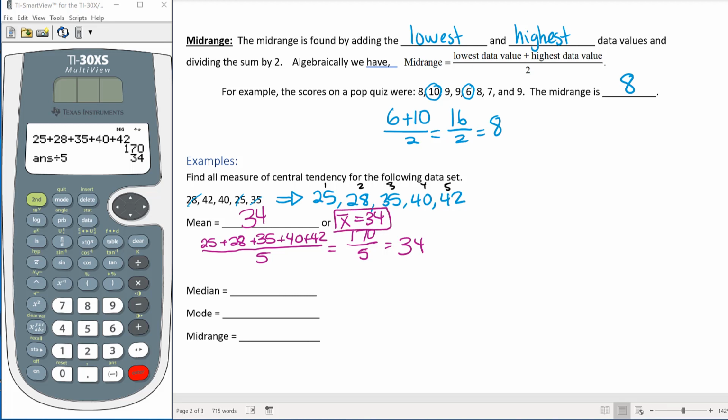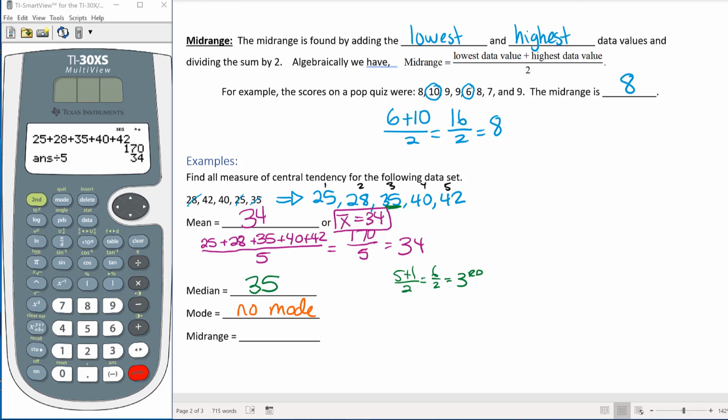Next, we're going to do the median. The median is the middlemost number. Right now, I can see that the middlemost number is the third number out of 5. Another way to find that is n plus 1 over 2, which is 5 plus 1 divided by 2, that's 6 over 2, the third data value. So 35 is my median. The mode is the most frequent. Which of these 5 data items appears most frequently? None of them appear more than once, so there is no mode.